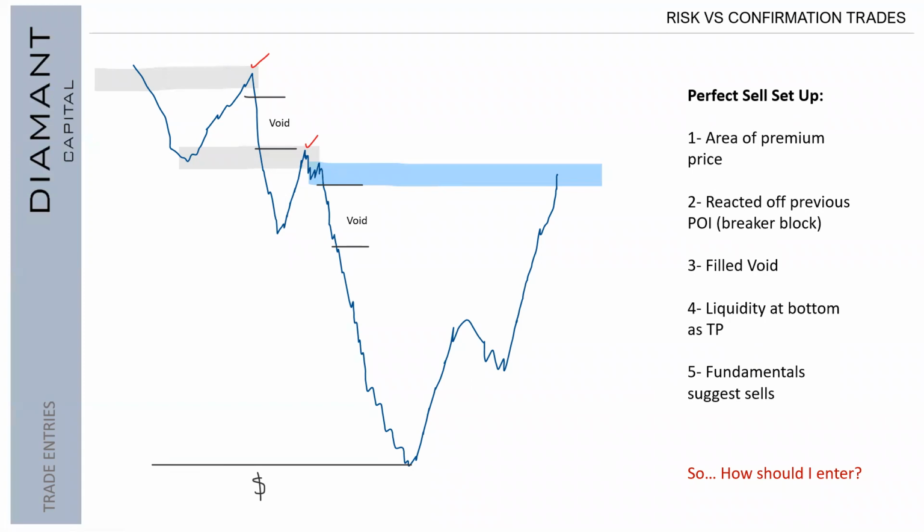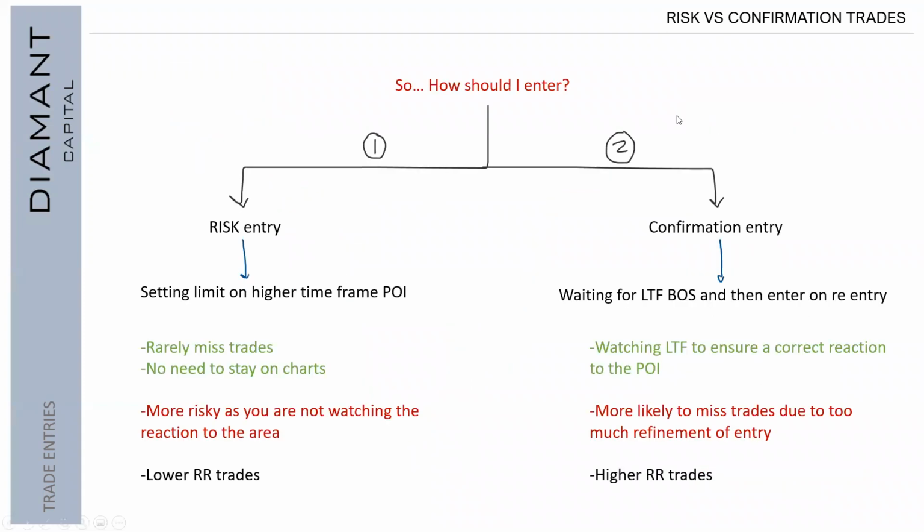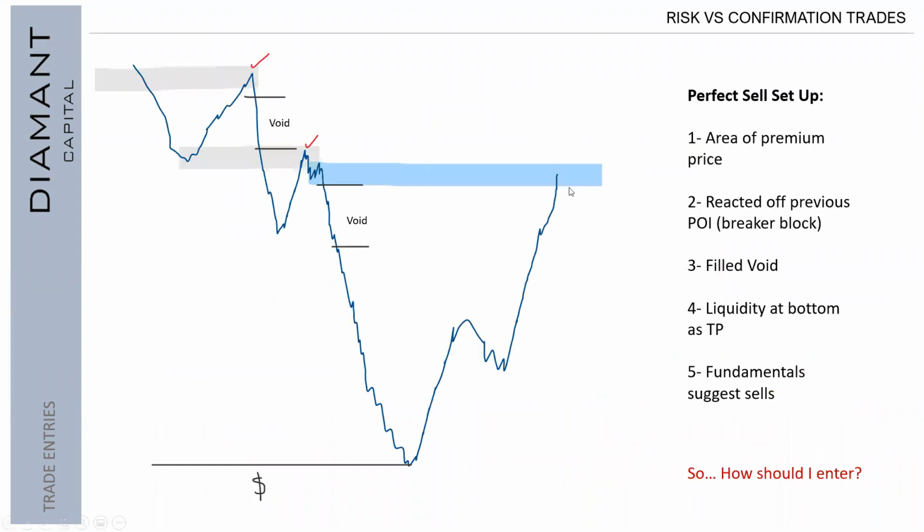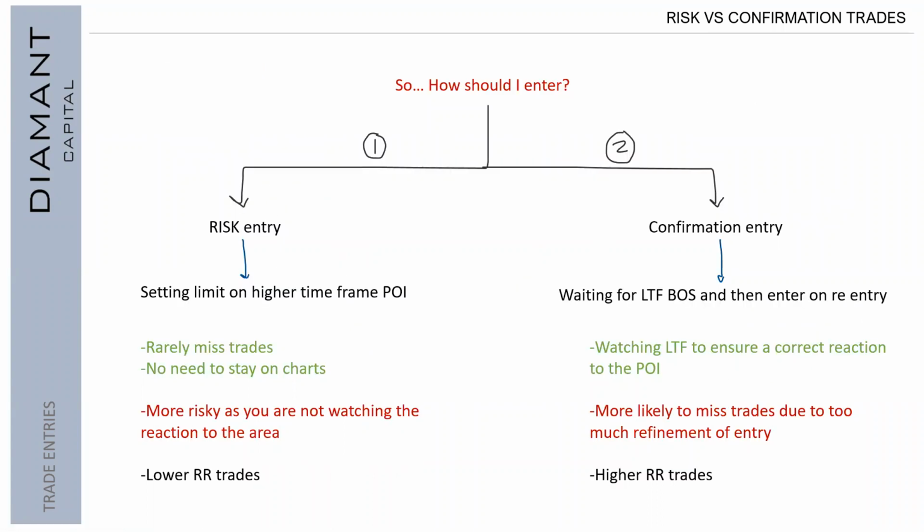So how should I enter? Now, you've got two different types: risk entry and confirmation entry. Risk entry is setting the limit on the higher time frame point of interest. So you set your entry right here and then your stop loss just above that previous high, just to keep yourself safe. The good thing about that is you rarely miss trades and there's no need to stay on charts. You can mark up on a Sunday, for example, and then just watch it from time to time. The bad thing is it's more risky, as you're not watching the reaction to the area.